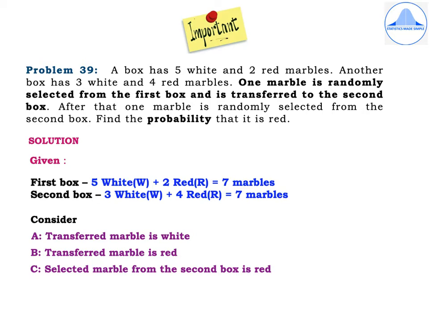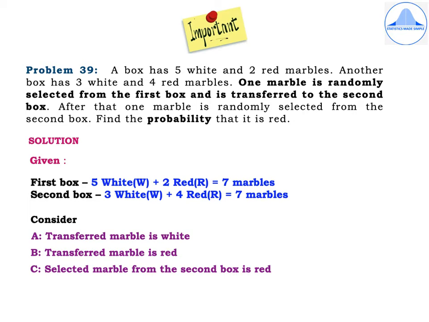Another box has 3 white and 4 red marbles. One marble is randomly selected from the first box and is transferred to the second box. After that, one marble is randomly selected from the second box. Find the probability that it is red. So please read the words very carefully.